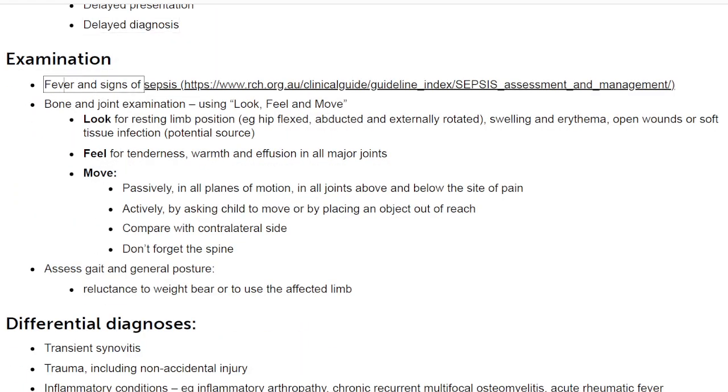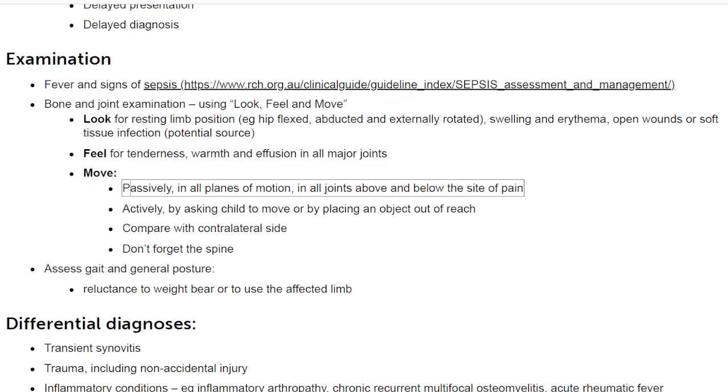Examination: fever and signs of sepsis. Bone and joint examination using look, feel, and move. Look for resting limb position, e.g. hip flexed, abducted, and externally rotated, swelling and erythema, open wounds, or soft tissue infection, a potential source. Feel for tenderness, warmth, and effusion in all major joints.